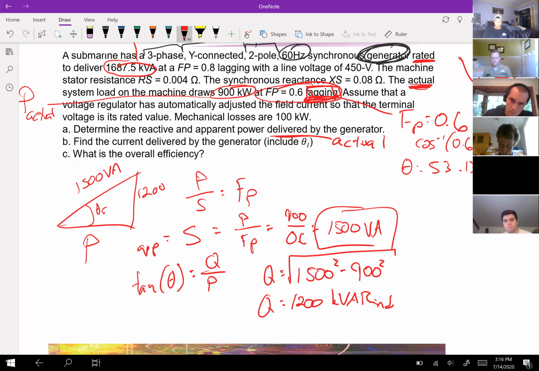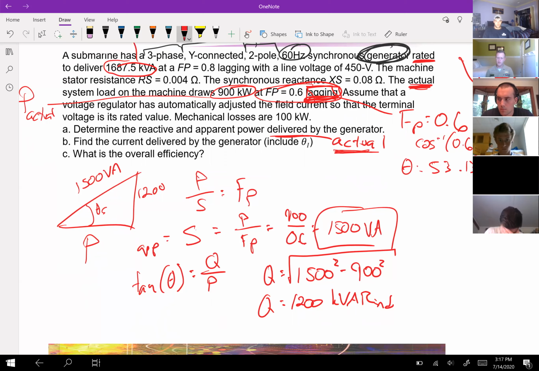So how did you know to use the 0.6 instead of the 0.8 power factor? Because in the problem statement, it says determine the reactive and apparent power delivered by the generator. So I need the actual. If it said rated to deliver, then I would grab the 0.8.